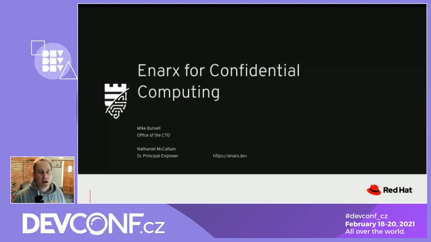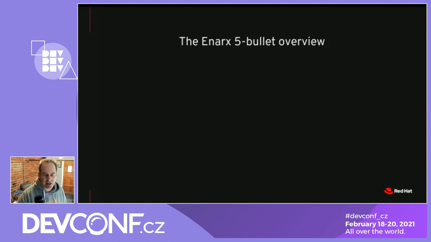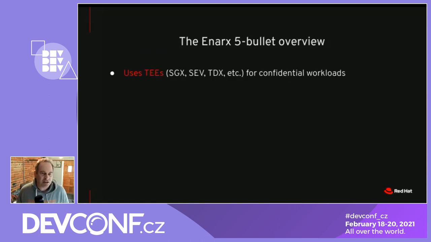So welcome. First, a bit about Enarx. What is it? What's it for? The first thing is that it uses trusted execution environments. Trusted execution environments allow you to run processes and applications in memory with confidentiality and integrity protection. In other words, it allows you to run workloads without the host being able to look in. Even if you have admin rights, kernel rights, or hypervisor rights, they're still protected.